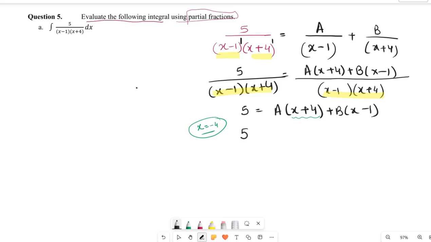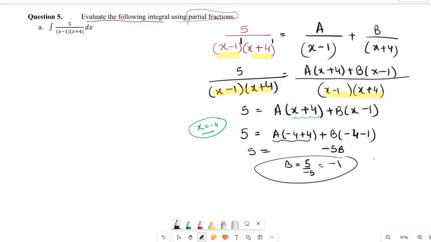On the left hand side, nothing changes. It's just 5. On the right hand side, when I put negative 4, this first factor is going to become 0. That was the purpose. So 5 is equal to, this thing is just 0, negative 4 minus 1 is negative 5B. That means B should be equal to 5 by negative 5. The answer is negative 1. So we already found B.